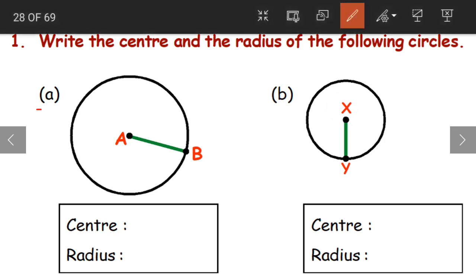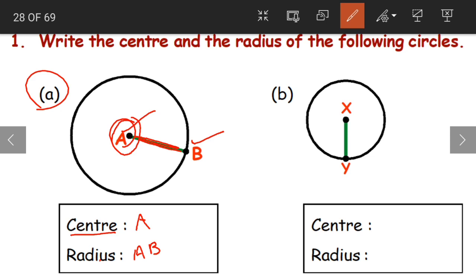Coming to the circle A, what is the center for it? The middle point, that is A. A becomes the center. And what is the radius, children? Radius is a line segment joining our center and any point on the circle. So this line segment becomes our radius. And what is the name of that? AB. So radius is nothing but our AB.